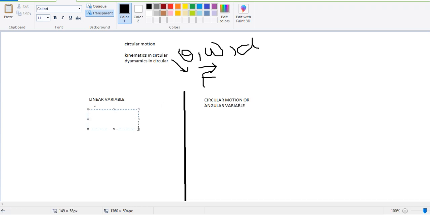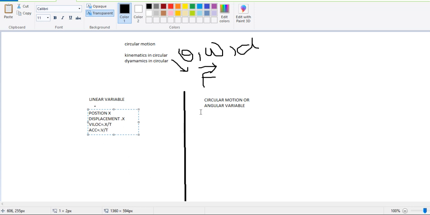For the linear variables, first of all we know about position. Position is x, then displacement, which is delta x. We will deal with each of these in detail. I don't know how to write delta here, so we write the dot x as delta x. Then velocity, I'm writing the short form: velocity equals change in displacement, delta x, divided by t, and then acceleration equals delta v divided by time. So these are the linear relationships.